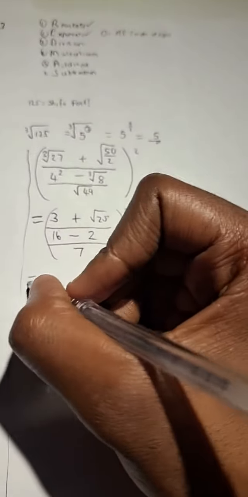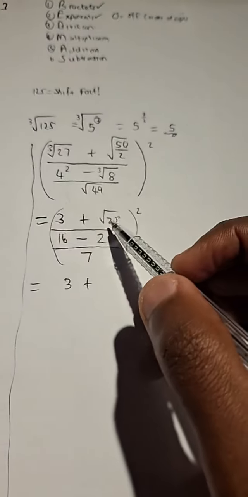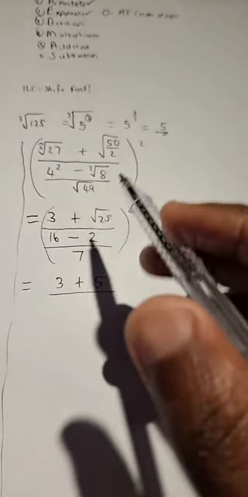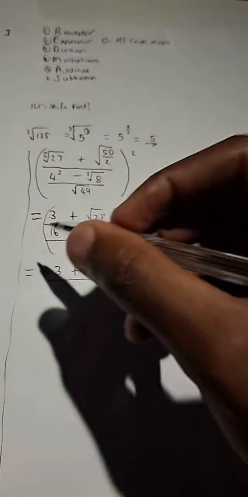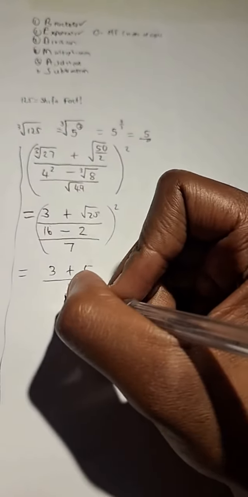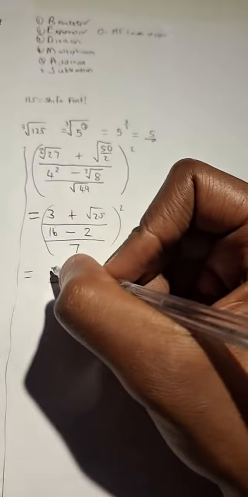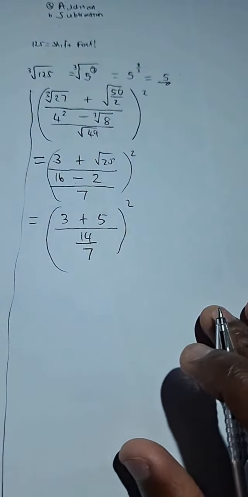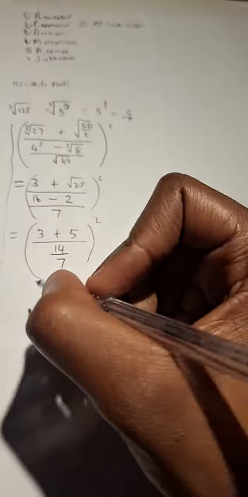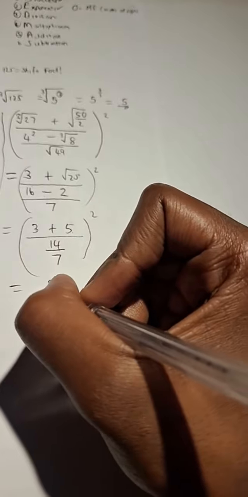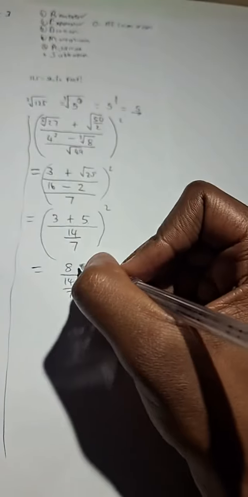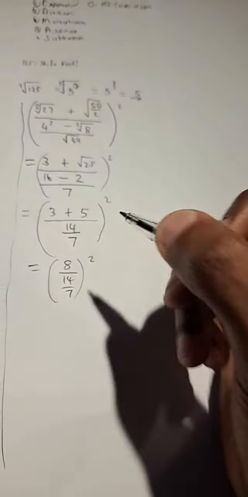Let's go back. Equal to, what's 3 plus the square root of 25 is 5 over, what is 16 minus 2? It is 14 over what? Over 7. We put everything in the bracket squared. What's 3 plus 5 in the numerator? It is 8 over 14 over 7. The whole thing what? The whole thing squared.